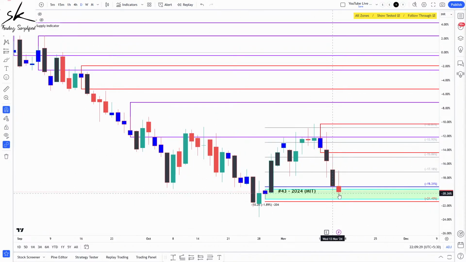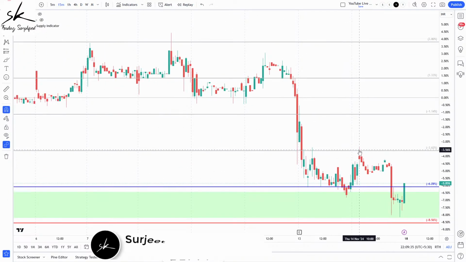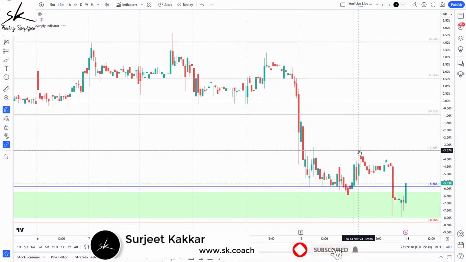But what happened here is, after entering the zone, we got a move which was about 1:1, a little over 1:1. And at 1:1, we can make our trades as break-even trades. So after making it a break-even trade, we again came into the zone, and you would be out of the trade as a break-even trade.